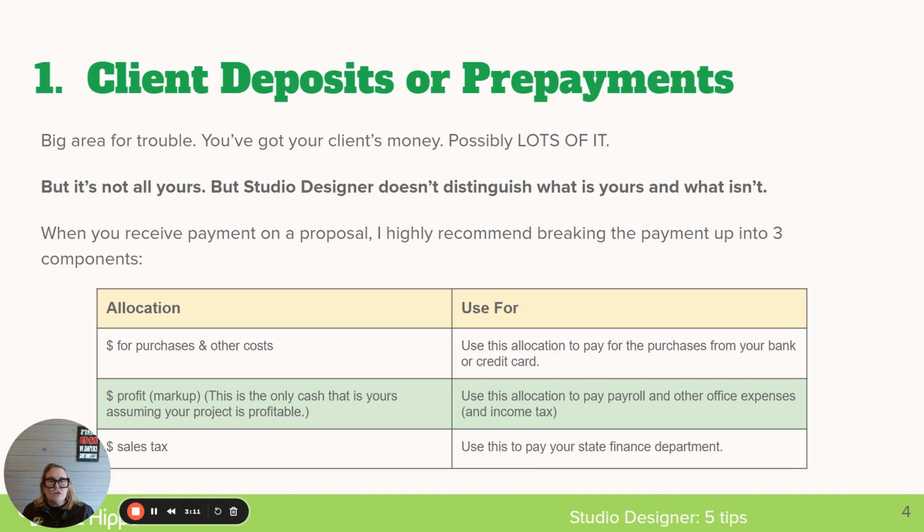Once the allocation is made between those 3 categories, then you can use those allocations to pay the appropriate expenses. For instance, that purchase allocation would be used to purchase furniture and accessories. Your profit, you would use to pay payroll and other office expenses. If you're really thinking ahead, you could put some of that aside to pay your income tax. Of course, the sales tax is untouchable, and that would be remitted to your state finance department on whatever filing schedule you're on.